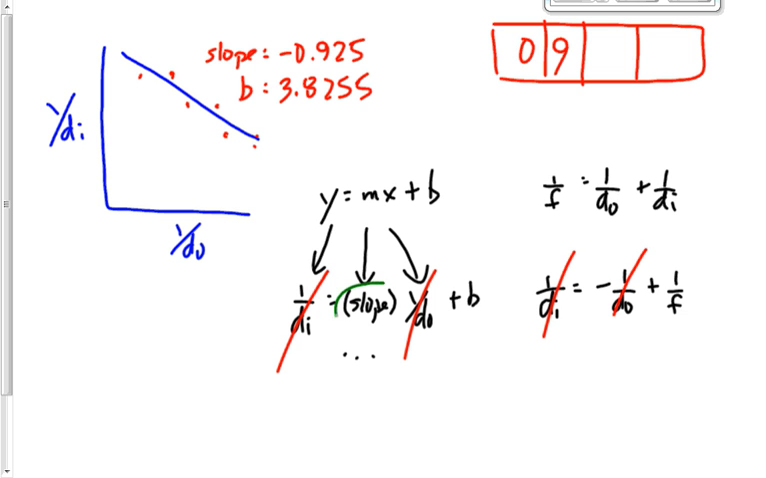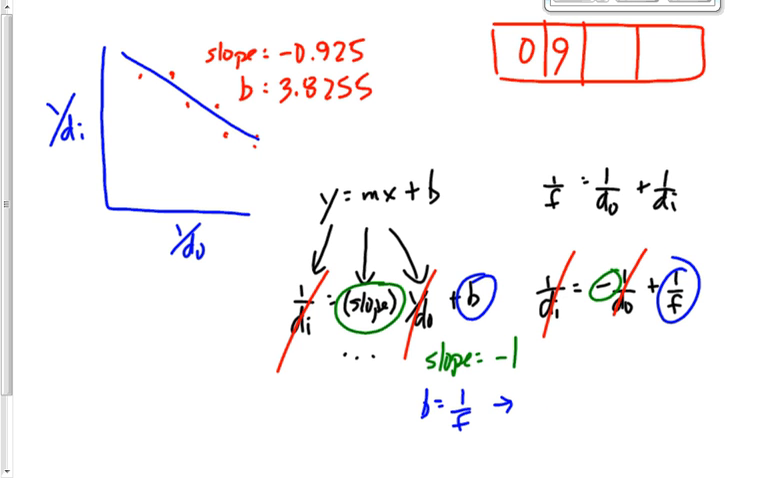We're left with the slope is equal to negative 1. Now, we got negative 0.925. That's pretty close to 1. So theoretically, on the y-axis, the y-intercept is therefore 1 over 3.255.